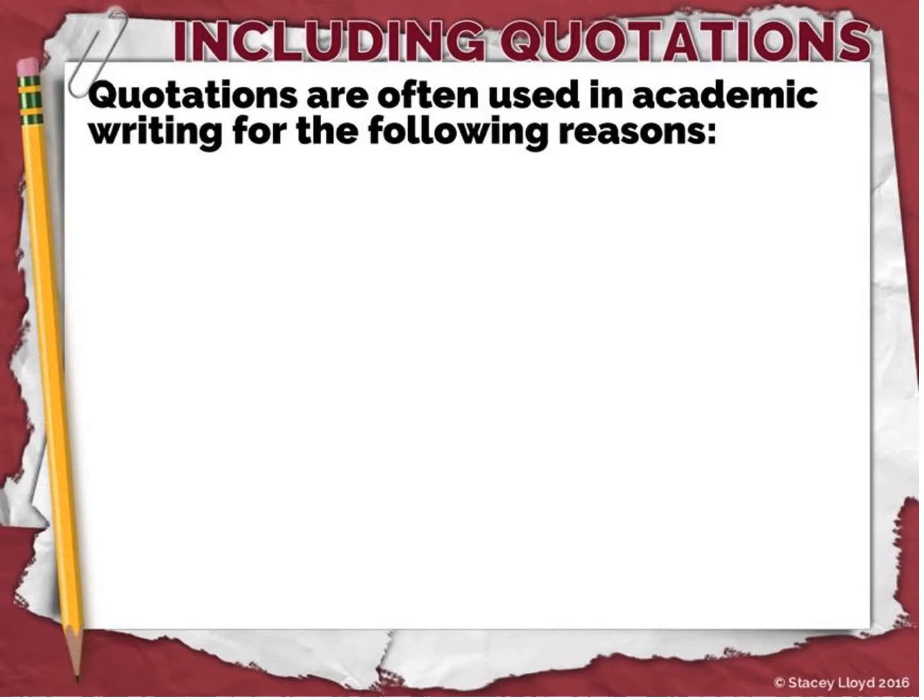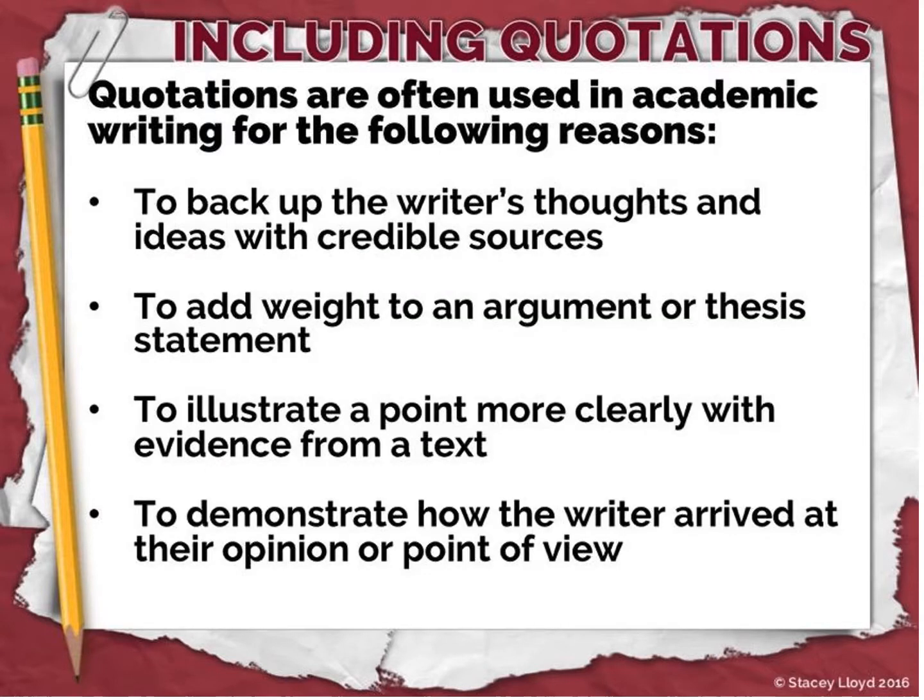Quotations are often used in academic writing for the following reasons: to back up the writer's thoughts and ideas with credible sources, to add weight to an argument or thesis statement, to illustrate a point more clearly with evidence from a text, and to demonstrate how the writer arrived at their opinion or point of view. The middle two are ones we will often use in our literary essays.